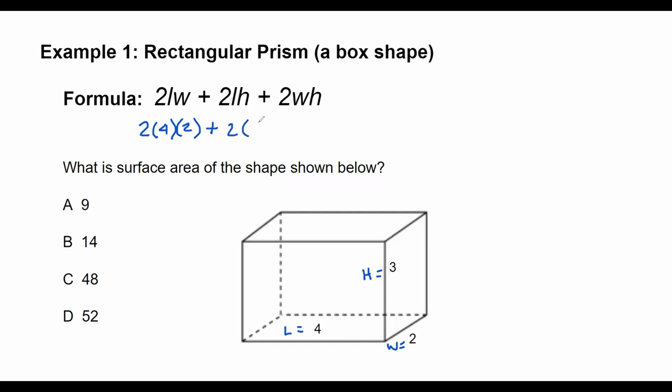2 times our length, which is, again, 4, times our height, which is 3. And then we're going to add to that 2 times our width, which is 2, times our height, which is 3. So I hope you can see the importance of that labeling in keeping track of which value goes where. Let your calculator do this work, though. Multiply all of that and add it together, and you should get the answer of 52.